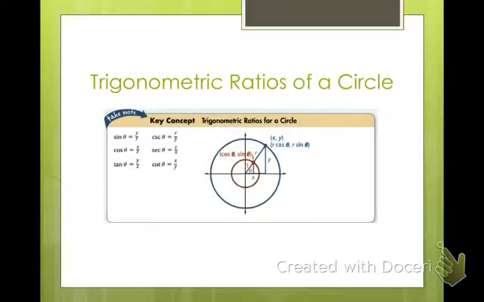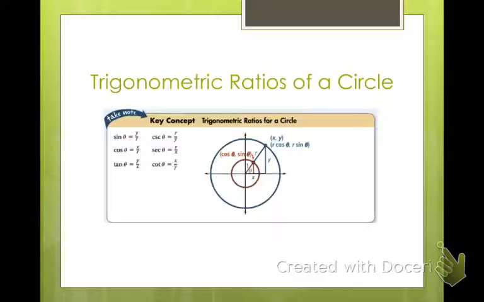So, trigonometric ratios of circles, hopefully you remember, sine is y divided by your radius, cosine is x divided by your radius, tangent is y divided by x, cosecant is just the inverse of sine, radius divided by y, secant is radius divided by x, and cotangent is x divided by y. So those are just your trigonometric ratios for a circle, including using a right triangle.